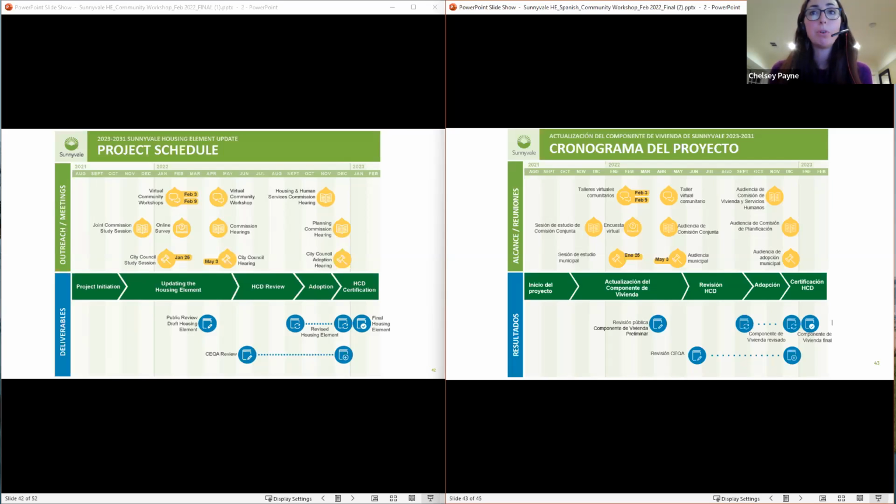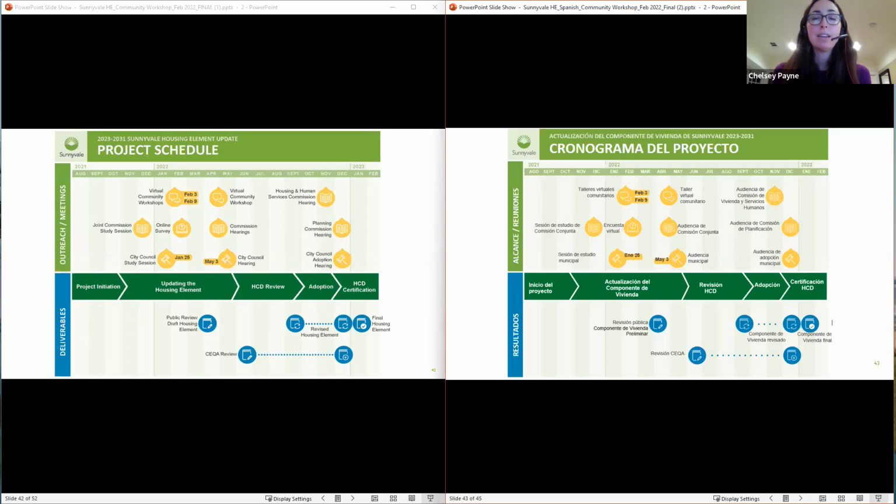Looking forward, we're aiming to have a public review draft of the housing element by early April. And then at that point, we will be back to the community at another community workshop where we'll present more details of the sites inventory and housing policies and programs, and we'll be looking for feedback from the community. We'll then take the draft along with the community's feedback to the commissions and the city council for their feedback before we submit the housing element to the state, to HCD, for their review.